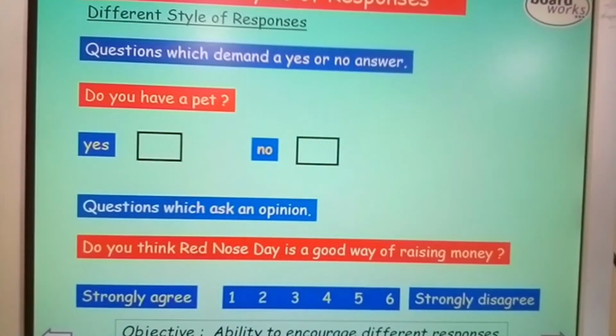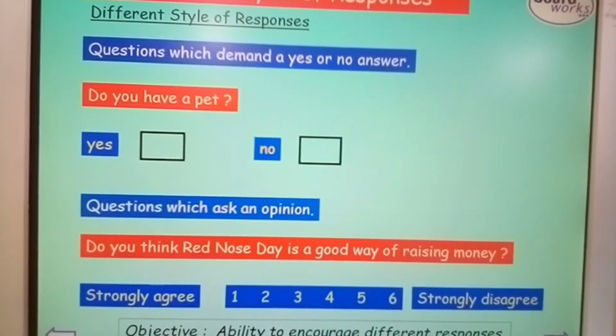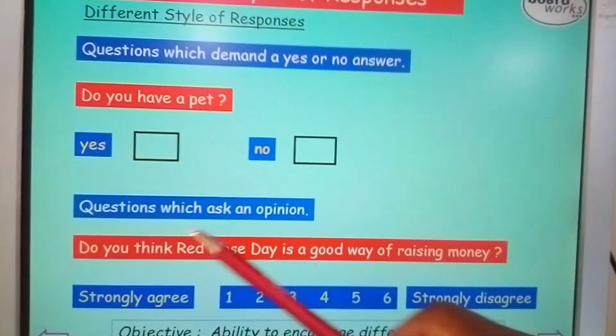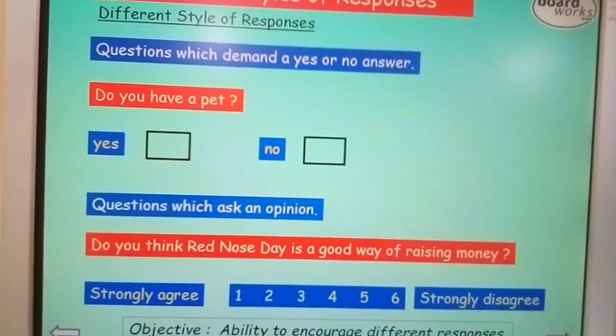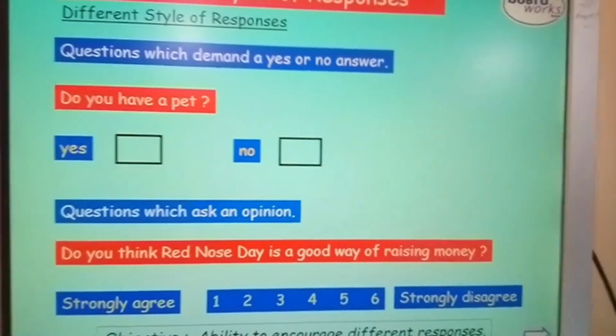Different styles of response. Questions which demand a yes or no. Do you have a pet? Obviously, you've only got a choice. Question which asks an opinion. Do you think Red Nose Day is a good way of raising money? So here again, you have a choice.